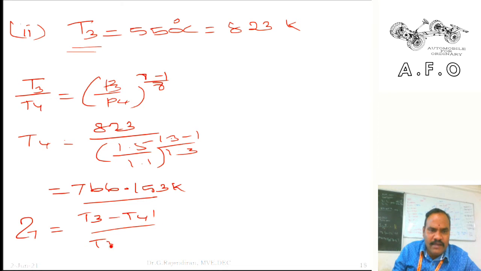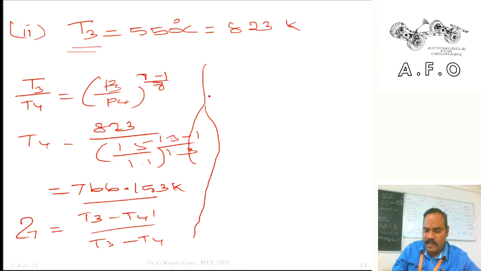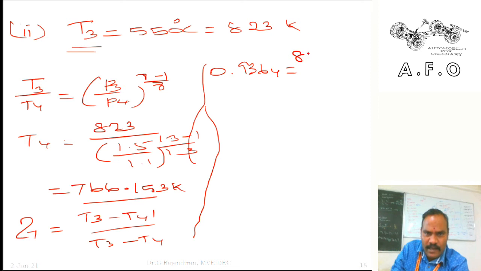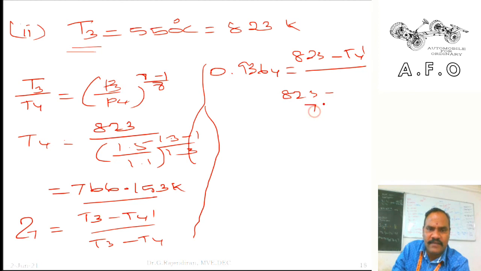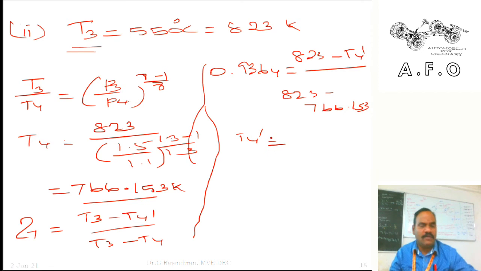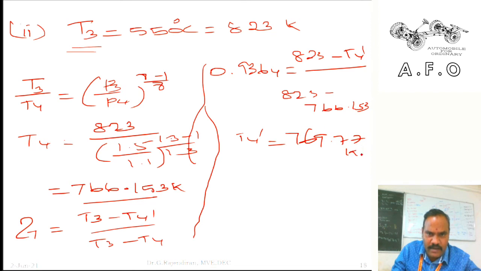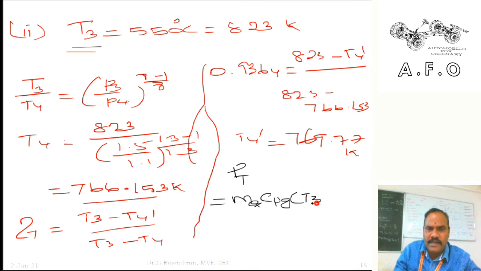Now we know that isentropic efficiency of the turbine is equal to actual expansion, T3 minus T4 dash, divided by T3 minus T4, ideal expansion. So you can get here 0.9364 is equal to (T3 823 minus T4 dash) divided by (T3 823 minus 766.153). So you can get T4 dash is equal to 769.77 Kelvin.